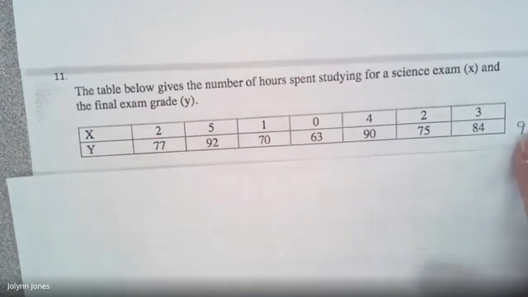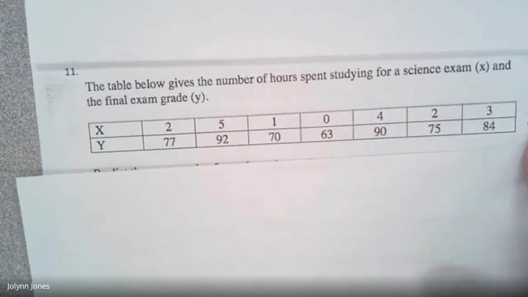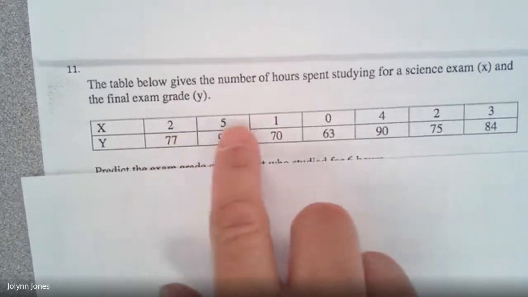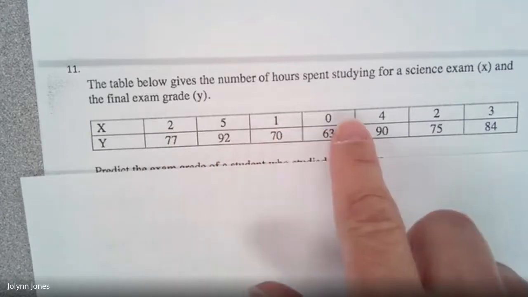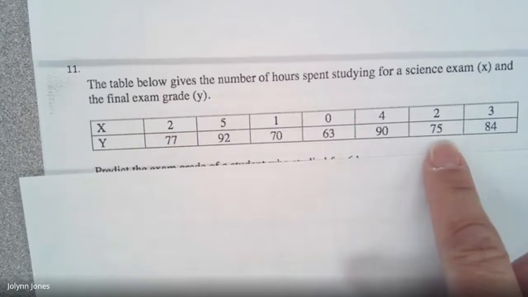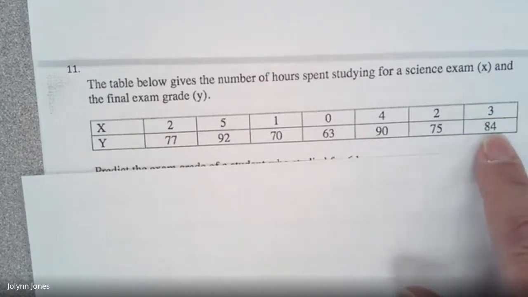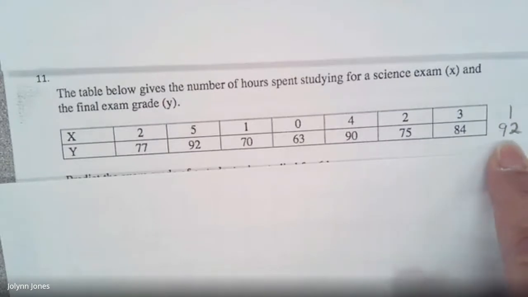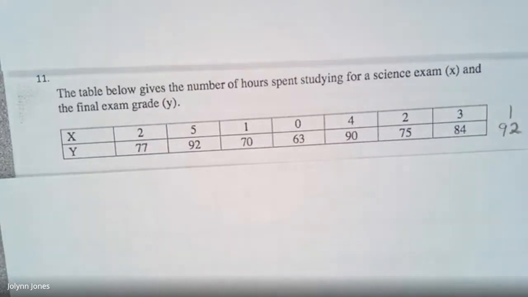And we've added one more on here. The one hour of study that somebody got a score of 92 on there. So we have 2, 77, 5, 92, 1, 70, 0, 63, 4, 90, 2, 75, 3, 84, and we added on another one, 1, 92. For that kid that never has to study but does well. Yeah, the kid that never has to study or studies just a tiny little bit but still does very well.